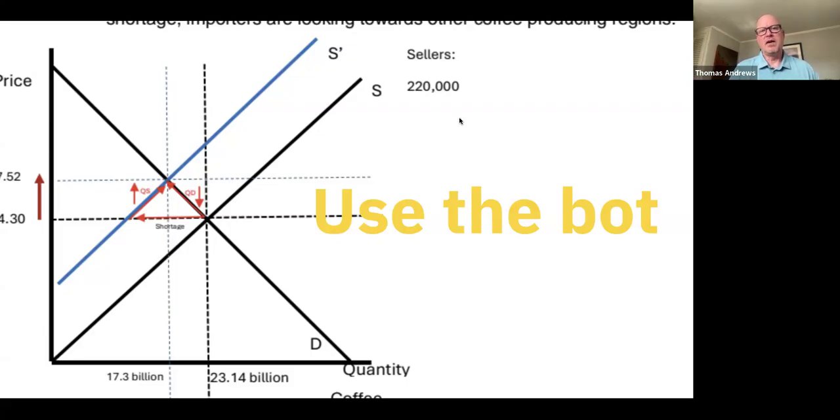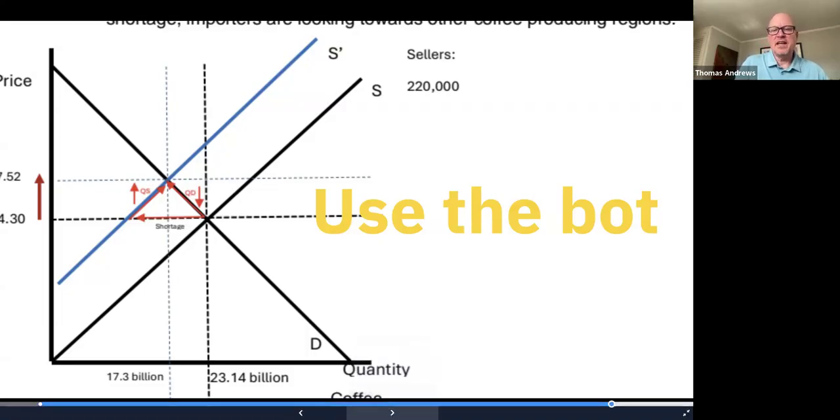So again, what I'm looking for is for them to have some concept of what's going on in the world, as opposed to just making up a number, or worse yet, just putting in a symbol like Q1 and Q2 or P1 and P2. I do think it's useful for them to have an idea what realistic prices are for coffee, how much coffee is being generated, and how many people are involved in this market. So that's another place where we can use the bot.